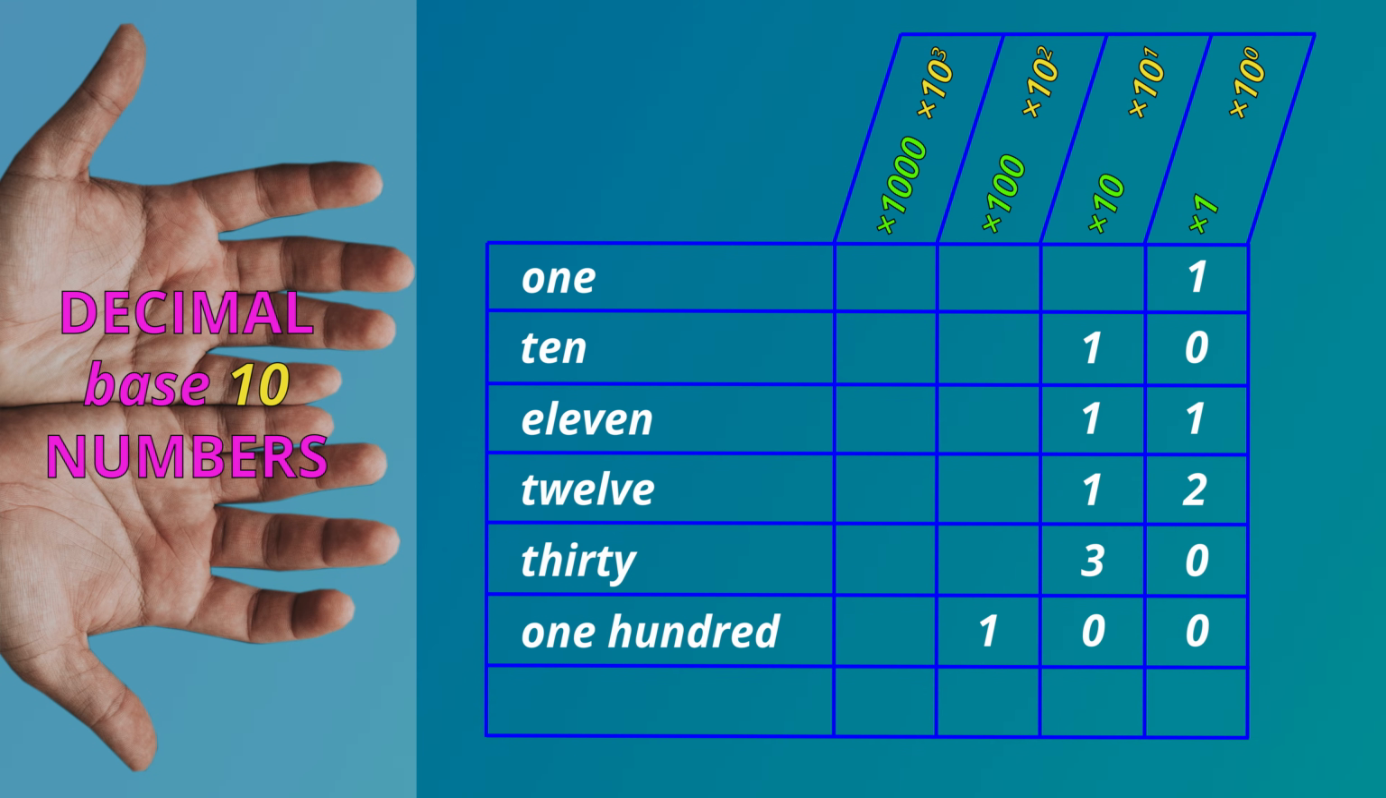100 has a 1 in the hundreds column and zeros in the tens and the units column. 6000 has a 6 in the thousands column and zeros in the rest of the columns. Notice that we consider the value of the numbers from left to right.